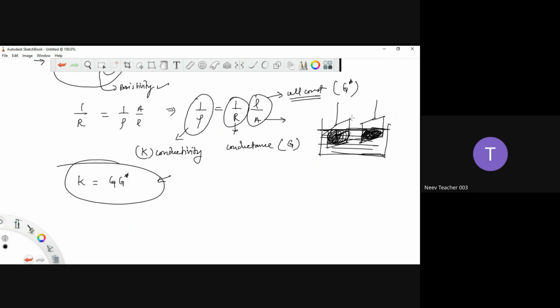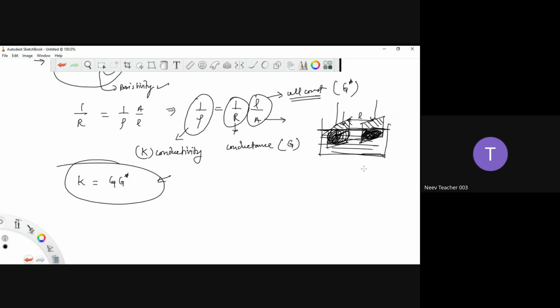And L is the distance between the two. You cannot take this area here. I didn't shade it. Why? Because it is not dipped. Just assume this is not a dipped area, and that is not going to be included. So you take the area which is common, and that should be dipped.